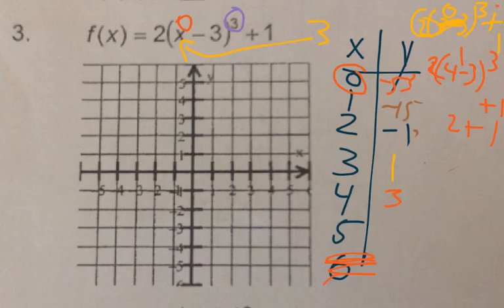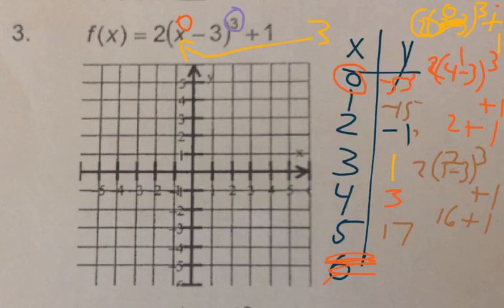Okay, and then finally I'm going to do the 5. So I'm going to do 2 times (5 minus 3) cubed plus 1. I know 5 minus 3 is 2. Cubed is 8, times 2 is 16, plus 1 is 17. So as you can see, several of my numbers are too large to graph. But anyways, I'm going to graph what I can.